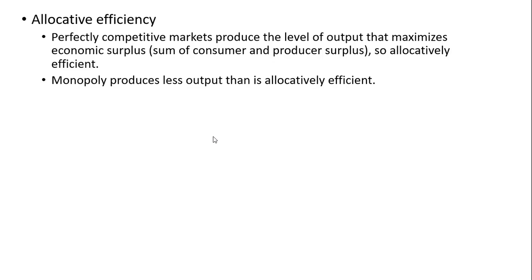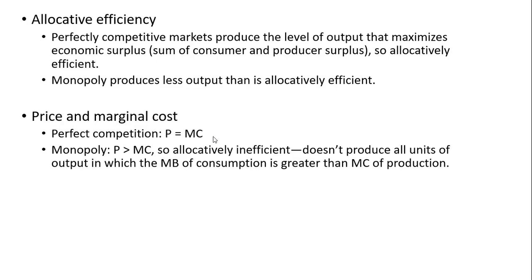Allocative efficiency. Perfectly competitive markets produce the level of output that maximizes economic surplus, which is a sum of consumer and producer surplus. So these markets are allocatively efficient, producing the ideal amount of output, if you will, the efficient amount of output. Monopoly produces less output than is allocatively efficient.